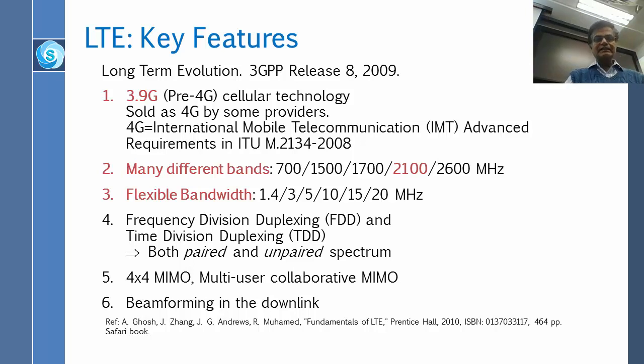So the second thing is, it says that both paired and unpaired spectrum can be used. So what is a paired spectrum? Paired spectrum is required for FDD. For FDD, you need down and you need an equal amount up. That is paired spectrum. Remember, you saw 900 to 950 megahertz and 45 megahertz away, a similar bandwidth, in GSM. So that is paired spectrum. For TDD, you don't need paired.